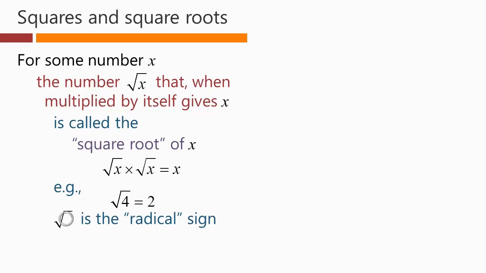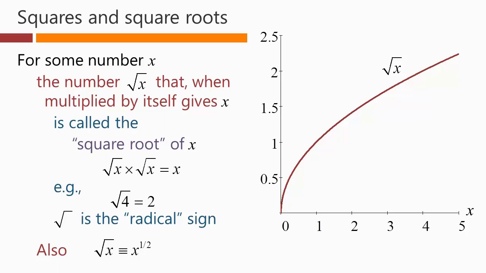This sign here is sometimes called the radical sign. And also we can write the square root with the radical sign, or we can also write it as x to the power 1/2. Squaring that gives us x to the power 1, which of course is x. And here's just a graph of the square root of x as a function of x. You'll see it does not explode anywhere, and it starts here at 0 and rises fairly smoothly with increasing x.